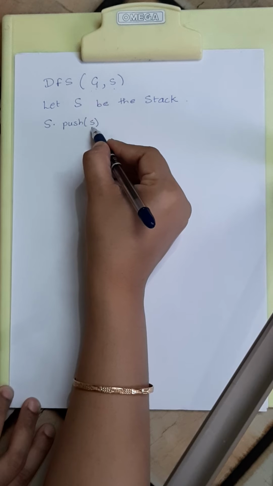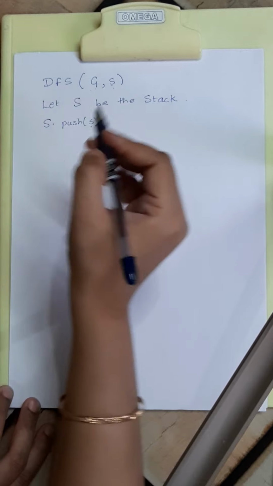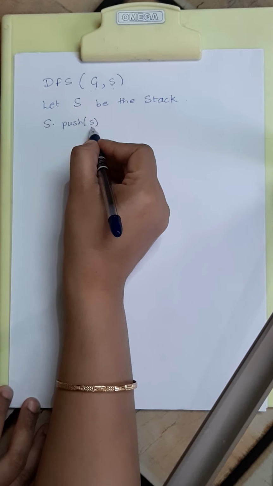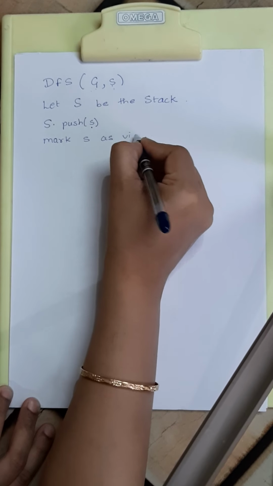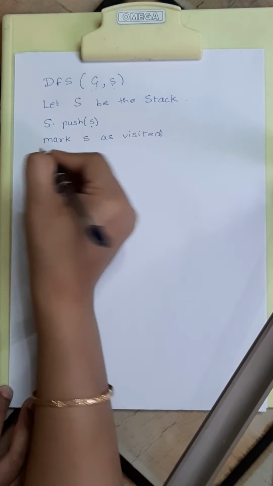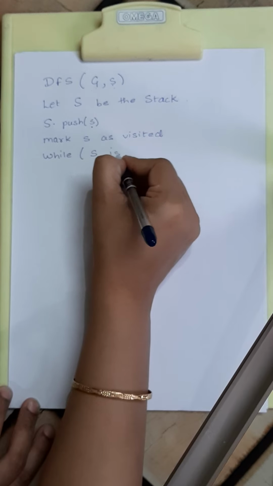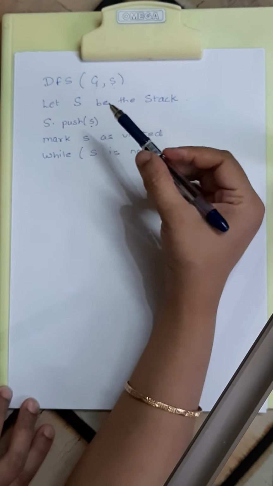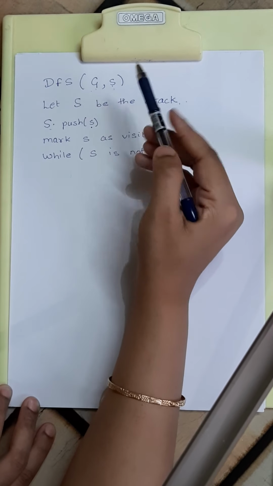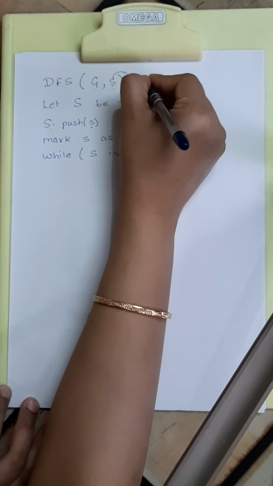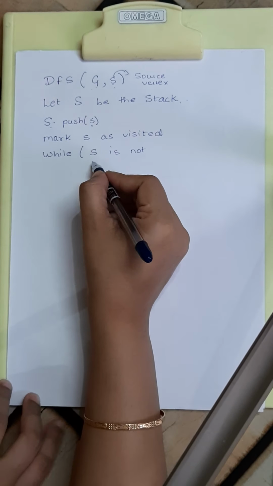Now once you have pushed this particular node, which you have received as a parameter for this algorithm, into the stack, I will mark this s as visited. And we have to continue this process until the stack is empty. Please don't confuse capital S and small s. Capital S is the stack and small s is the source vertex.